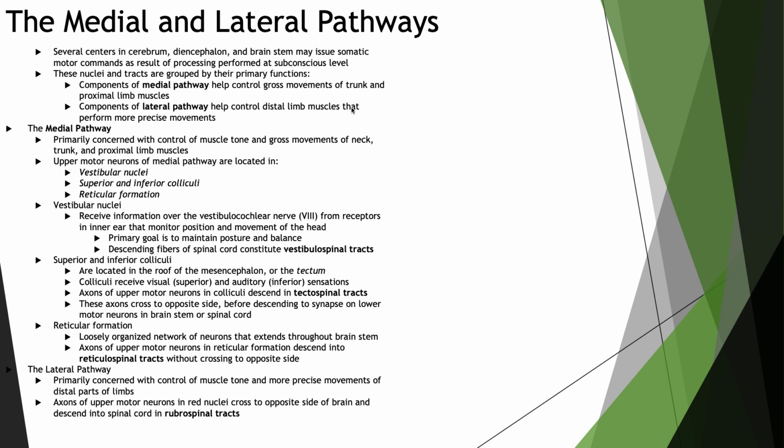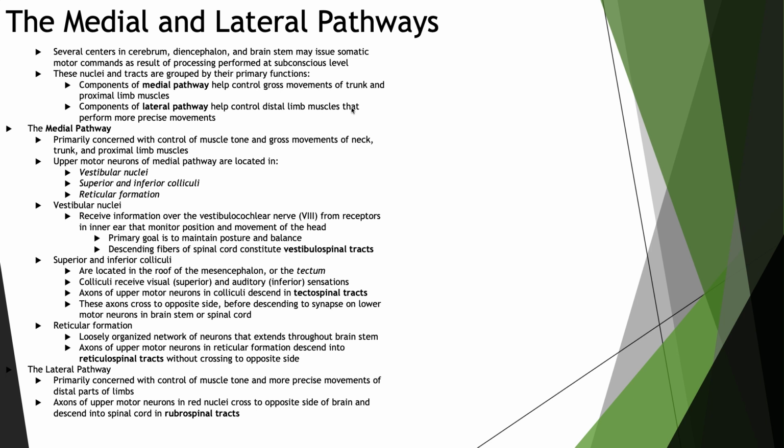The lateral pathway is primarily concerned with the control of muscle tone and the more precise movements of the distal parts of the limbs. The upper motor neurons of the lateral pathway lie within the red nuclei of the midbrain. Axons of upper motor neurons in the red nuclei cross to the opposite side of the brain and descend into the spinal cord in the rubrospinal tracts. In humans, the rubrospinal tracts are small and extend only to the cervical spinal cord. There, they provide motor control over distal muscles of the upper limbs.